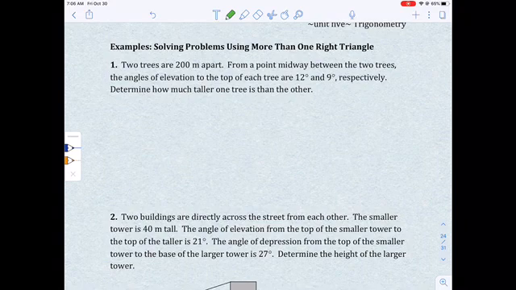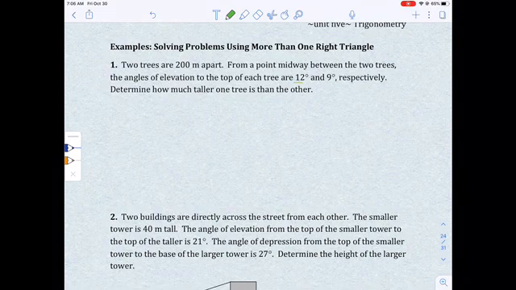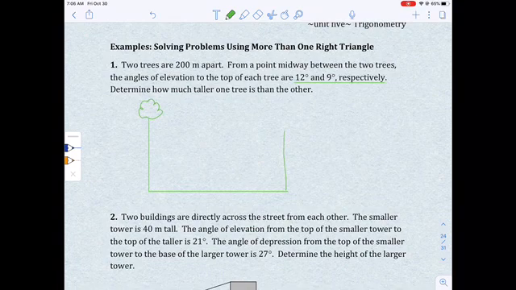This next one says two trees are 200 meters apart. From a point midway between the two trees, the angles of elevation to the top of each tree are 12 and 9 degrees respectively. So let's just sketch out a little diagram here. Here's our two trees. Here's one tree, and here's another tree, not quite as tall.